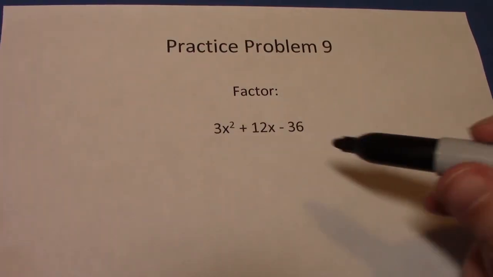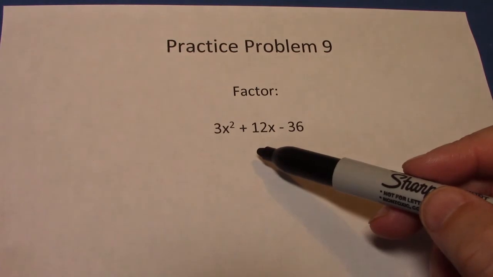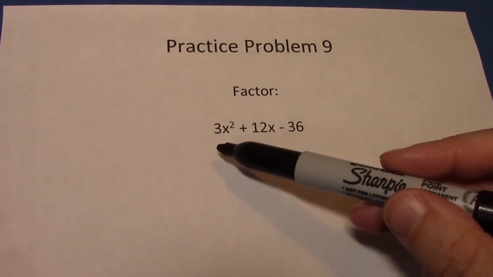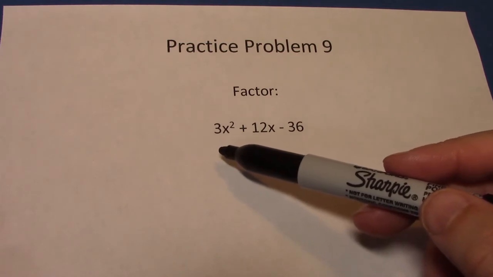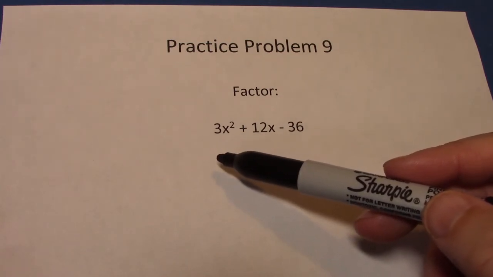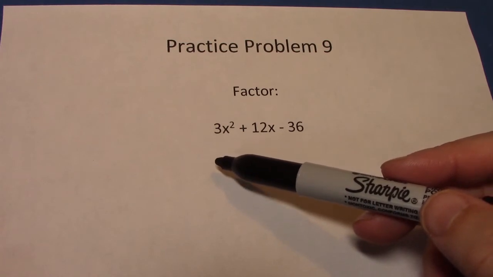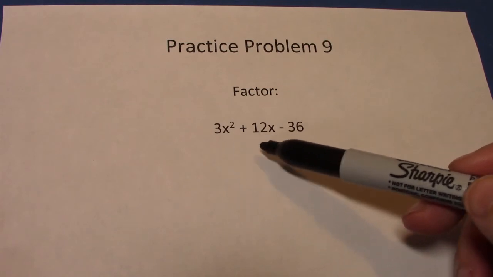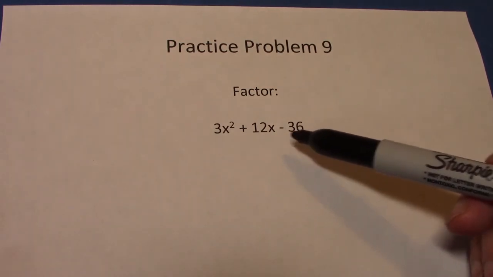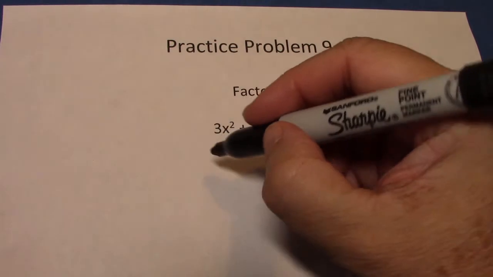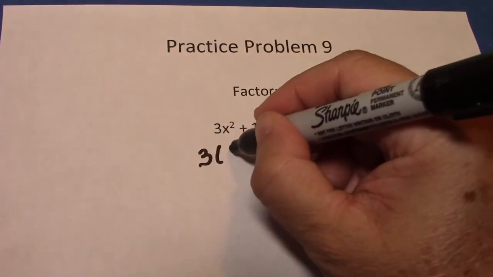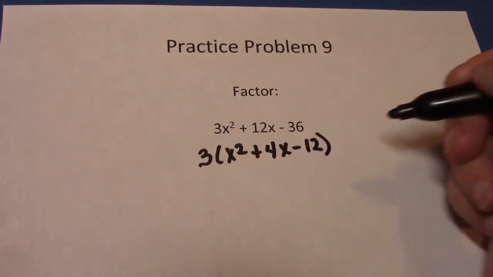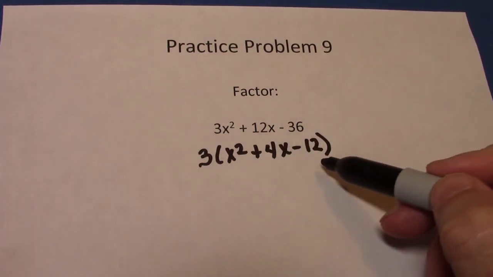Problem number 9 says factor 3x squared plus 12x minus 36. Now you may have looked at this and said, okay, well, the x squared factor isn't 1, so I know there are some other steps I need to take to do this. But look a little closer. All of these have 3 as a common factor. Let's factor that out first. And now this looks a little less scary.